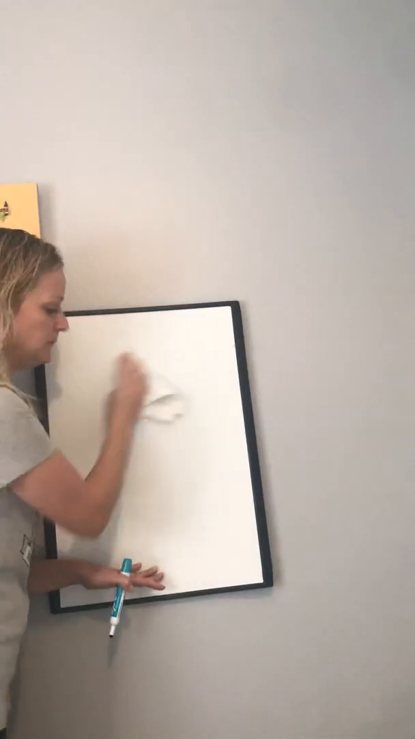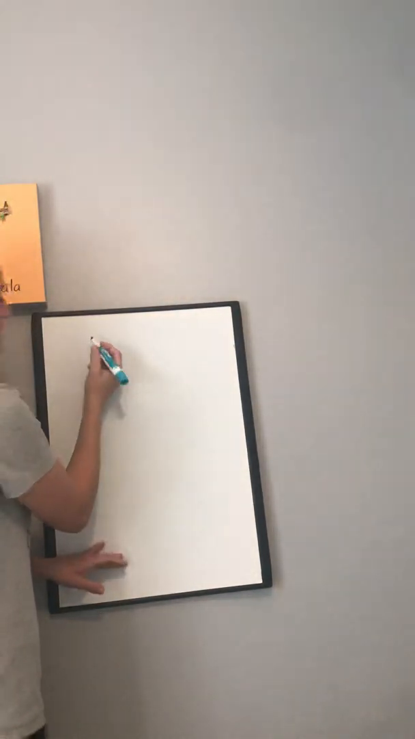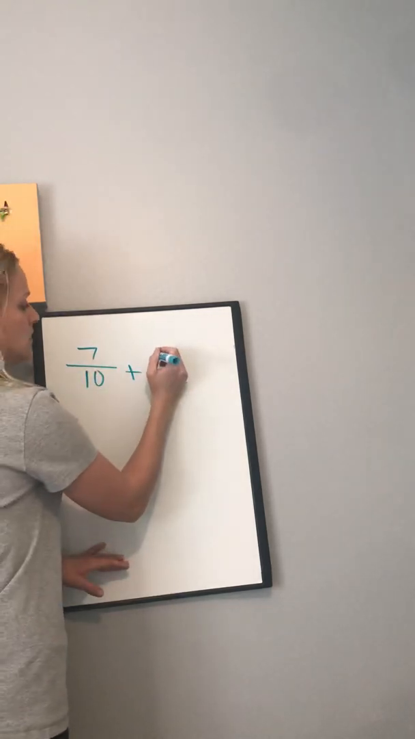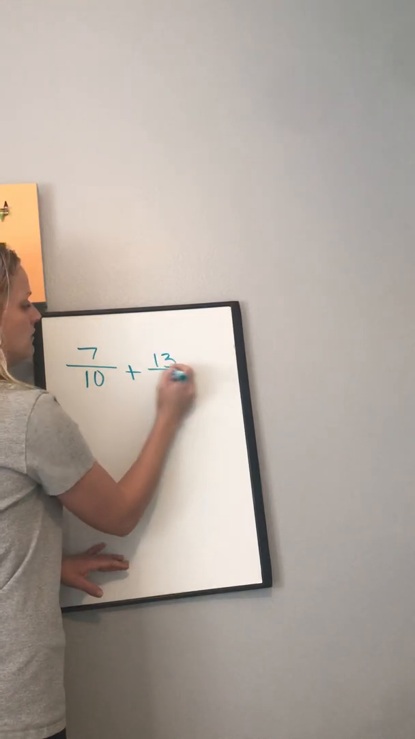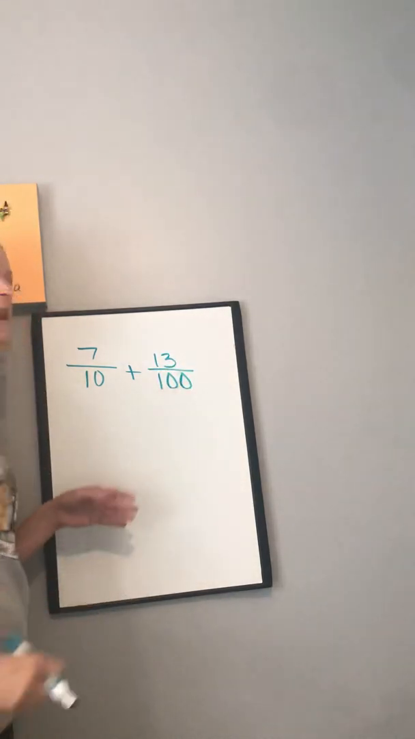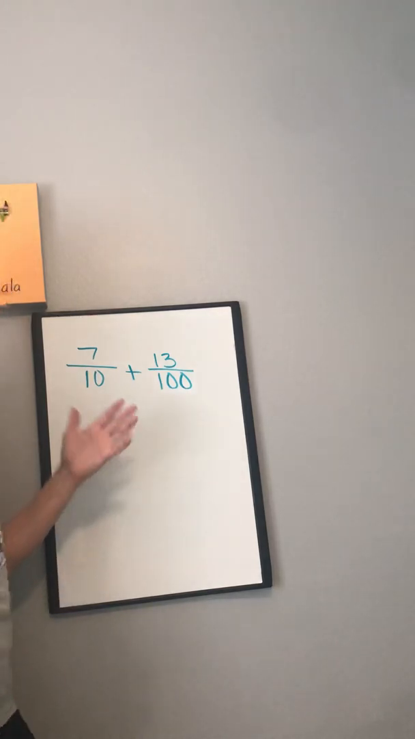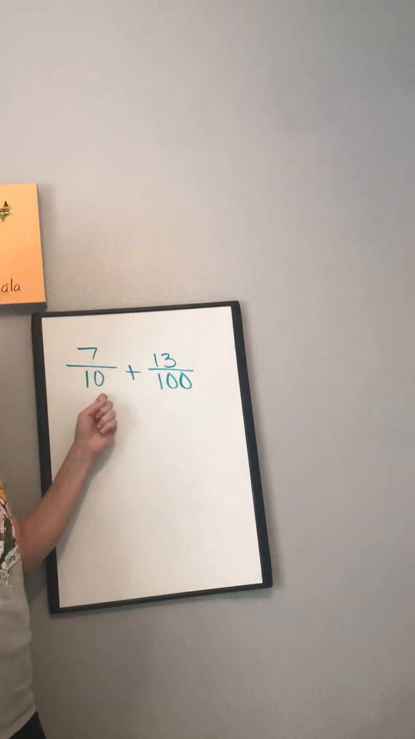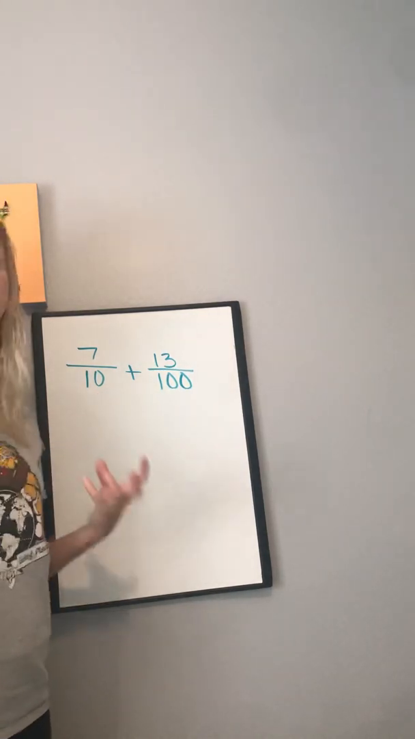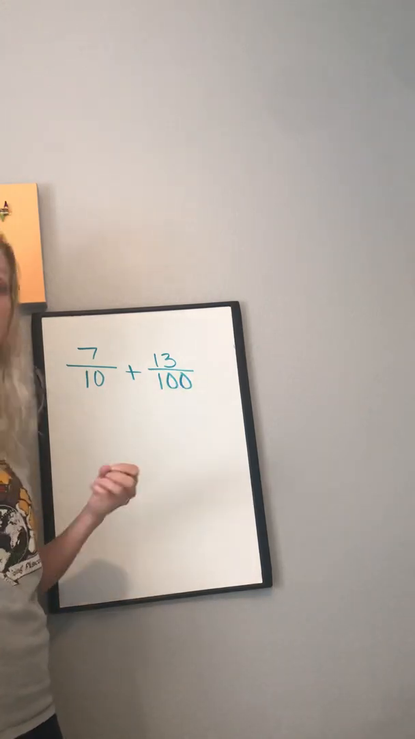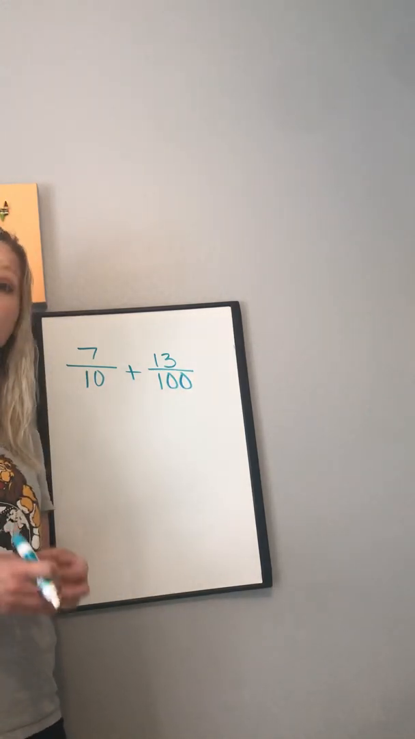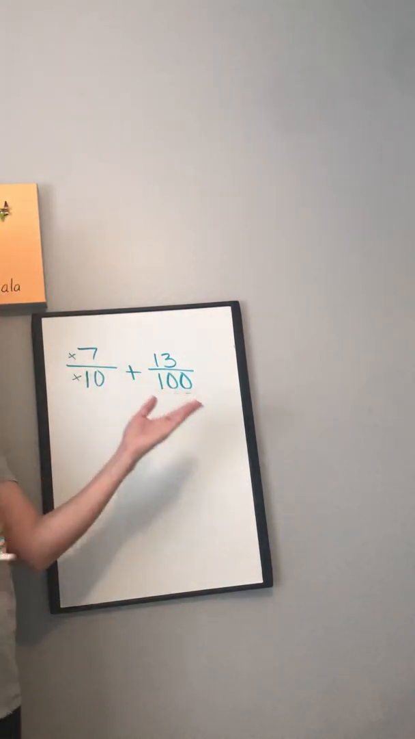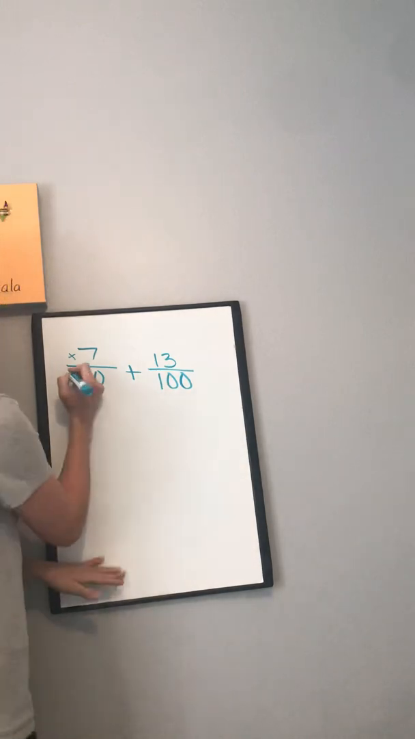So another example is we could have 7/10 plus 13 hundredths. Now again, when we add our fractions with denominators of 10 and 100, we have to have them have the same denominator. So again, I need to change my 7/10. I need to make an equivalent fraction so it has a denominator of 100. To make an equivalent fraction, we can multiply. What times 10 gives you 100? It's always going to be 10.